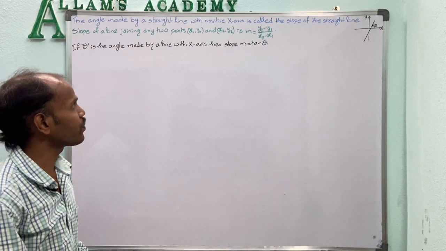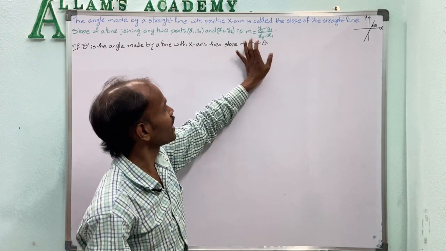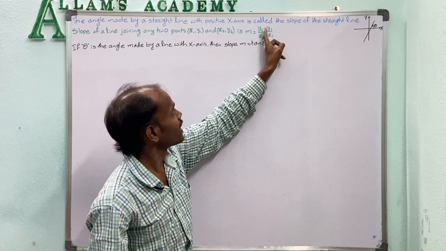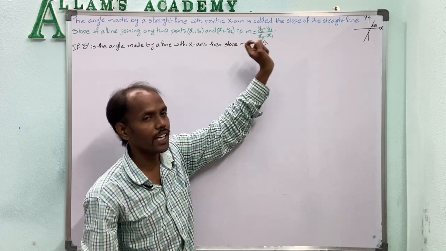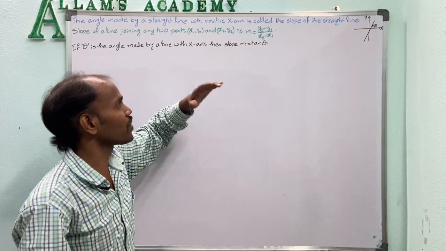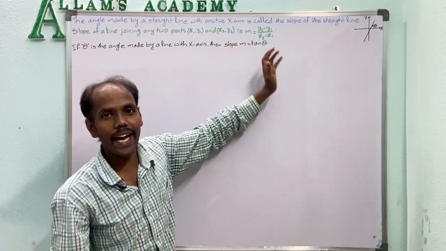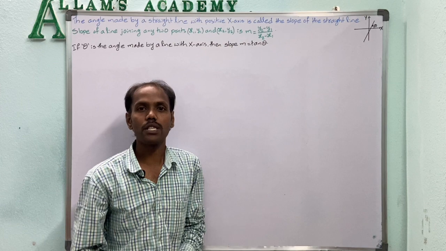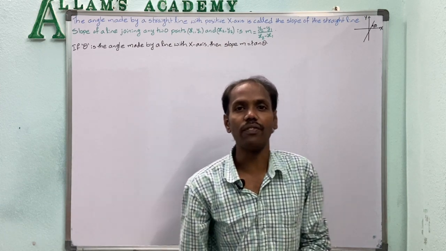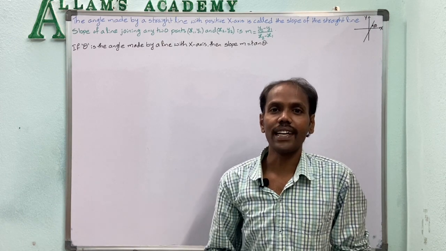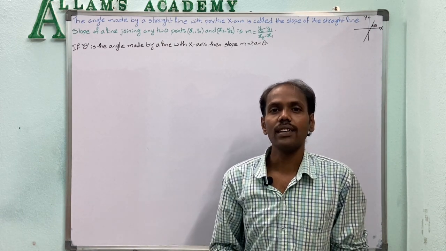The slope of a straight line m, if the coordinates (x1, y1) and (x2, y2) are given, is (y2 minus y1) by (x2 minus x1). If the angle is given, then the slope m equals tan theta. Those are the principles for the slope of a given straight line. Now by using these principles, we will find the slopes of the given straight lines.